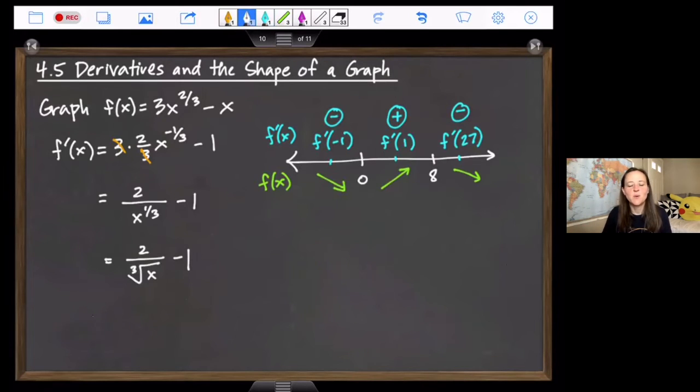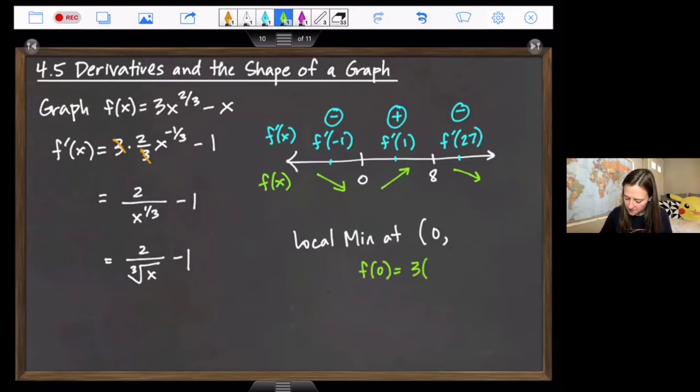All right, so we know we went from decreasing to increasing at x equals 0, so we're going to have a local min at x equals 0. So we'll go ahead and find that y coordinate, our function back up there, f of x. Let's find f of 0. 3 times 0 to the 2/3 minus 0. It's a bunch of zeros. So this is going to be at y equals 0.